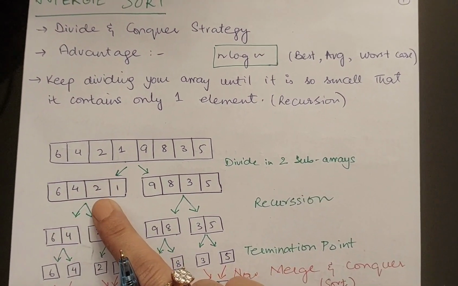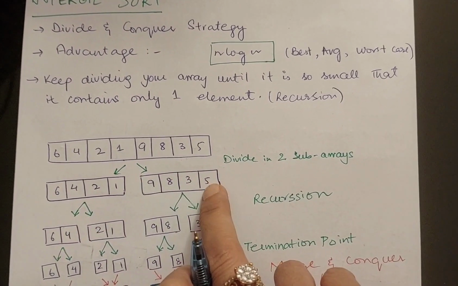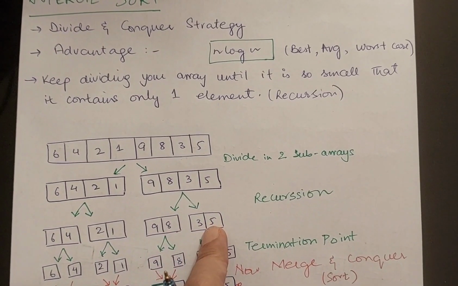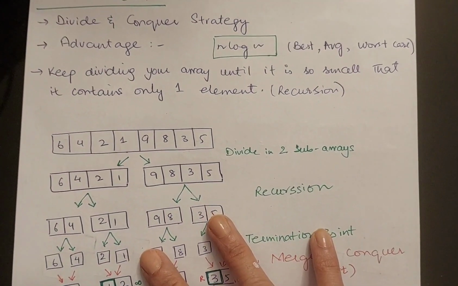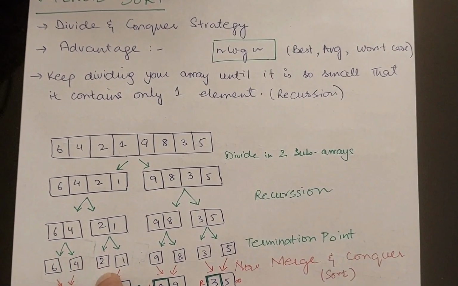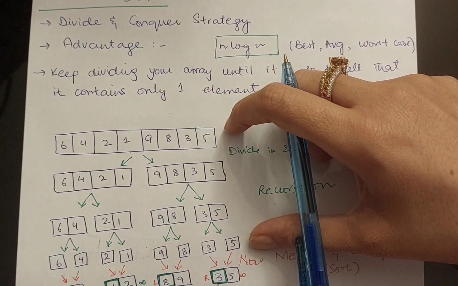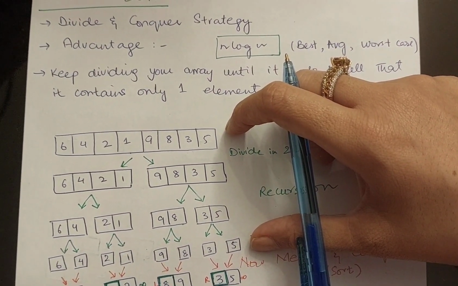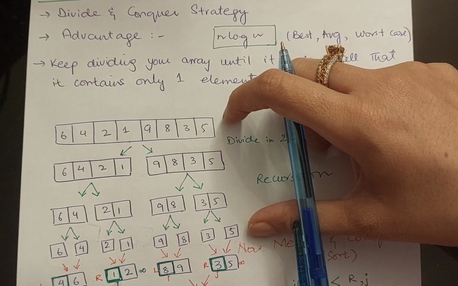From this 4-element array I got these 2 and 2 subarrays. From these 4 elements I got these 2 and 2 subarrays. So from one array now I have 1, 2, 3, 4 arrays. And when I recursively divide again, I have these 1, 2, 3, 4, 5, 6, 7, 8 arrays. So I will terminate at this point. My division will terminate here because now I have reached single element arrays.